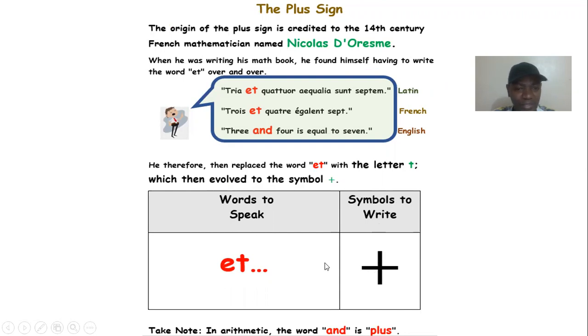So here we can see the translation from words to symbol. Words are language, symbols are the same language. Mathematics can be considered a language. And also take note, in arithmetic, the word "and" is plus. If you say "and" and want to translate to mathematics, you can use a plus to replace the word "and."